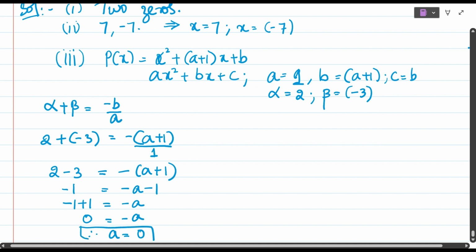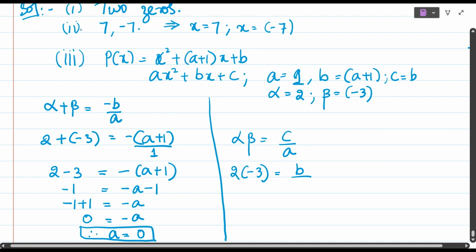Understood, students? Okay. Now coming to the product of the zeros. We know that the product of the zeros is equal to c by a. So alpha is 2 and beta is minus 3. The value of c is b, students, divided by a. The value of a is 1. Understood? So 2 into minus 3 gives how much? 2 threes are 6, and positive into negative gives a negative result. b by 1 gives b. Understood? So the value of b is minus 6. Okay. Therefore, we got a is 0 and b is minus 6. Clear, students?